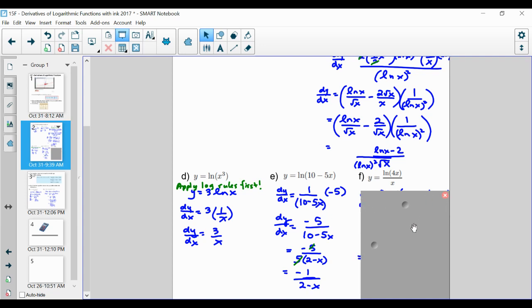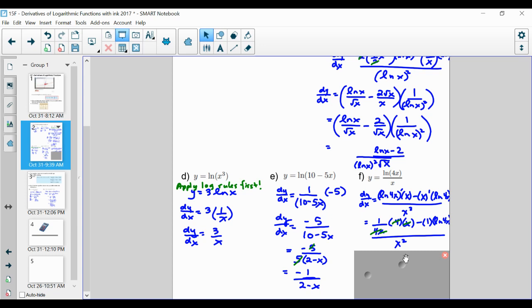Here we have one more example where we need to use the quotient rule, taking the derivative of the numerator times the denominator as is, subtracting the derivative of the denominator times the numerator as is, all over the denominator squared. When I take the derivative of ln of 4x, I get 1 over 4x times the derivative of 4x, which is 4, times the x from the original denominator. And here I get the derivative of x, which is 1, times ln of 4x, over x squared. Tidying it up a little bit, I end up with 1 minus ln of 4x over x squared.